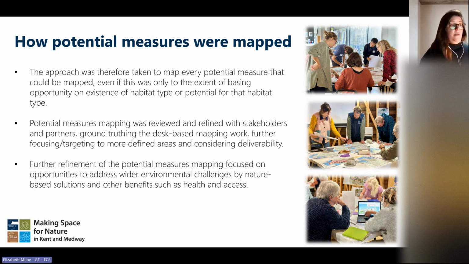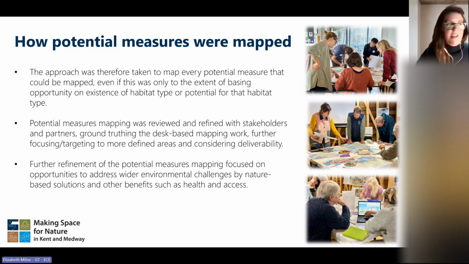The potential measures mapping then was reviewed and refined with our stakeholders and partners, and that included going to all of our planning authorities and also our two national landscape teams, so having dedicated sessions with them on top of the workshops and evening sessions that we had with stakeholders. And that was really important because a lot of our mapping work was effectively desk-based. So this allowed us to ground truth those maps with people who really knew the area. And then that also allowed us to refine further that potential measures mapping by looking at opportunities to address other wider challenges that were known to exist in those areas, and also other benefits such as health and access.